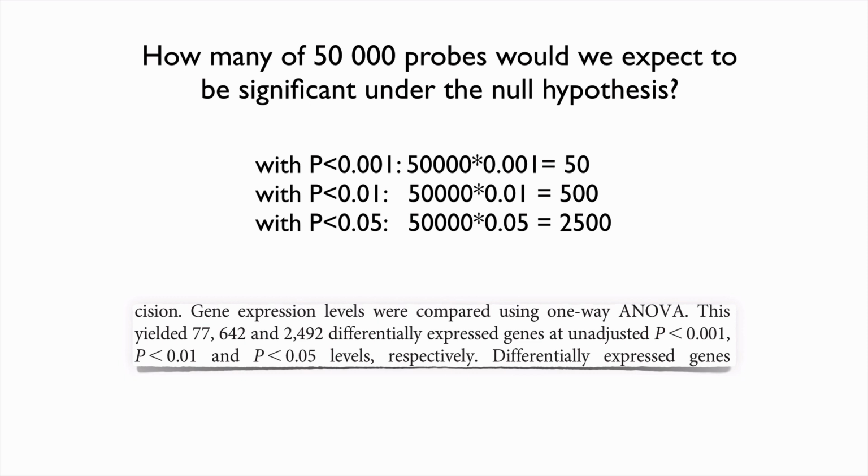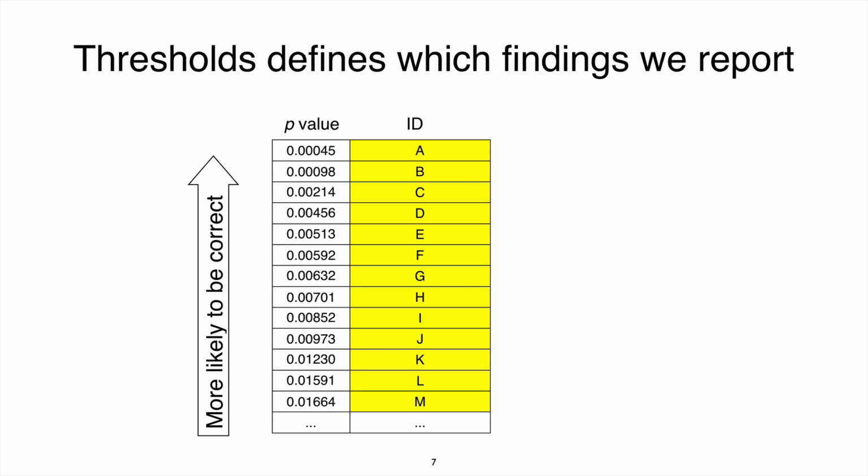So we need a way to correct for this. And the remedy for this is known as a false discovery rate. But before we can come into the definitions of a false discovery rate, let's start to think about how do we want to report this.